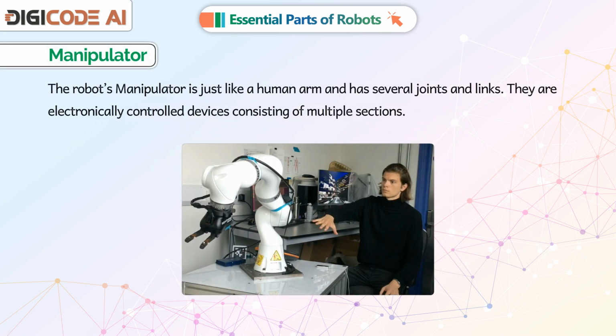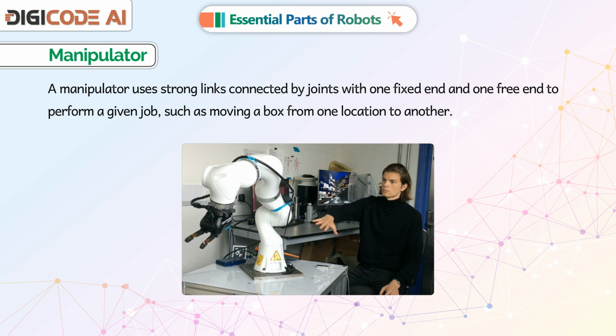Manipulator. The robot's manipulator is just like a human arm and has several joints and links. They are electronically controlled devices consisting of multiple sections. A manipulator uses strong links connected by joints with one fixed end and one free end to perform a given job, such as moving a box from one location to another.